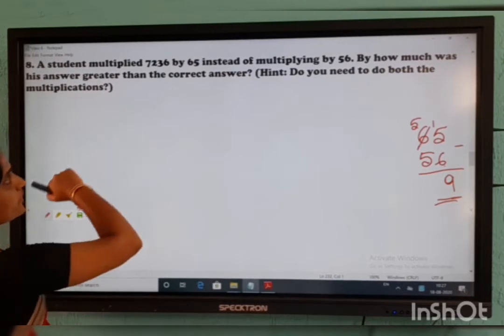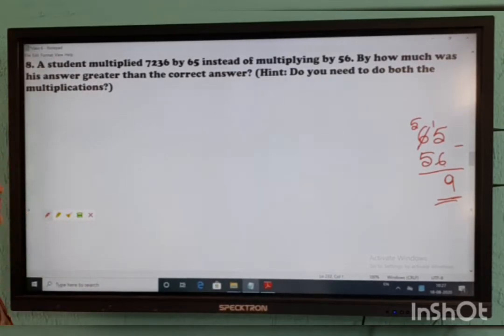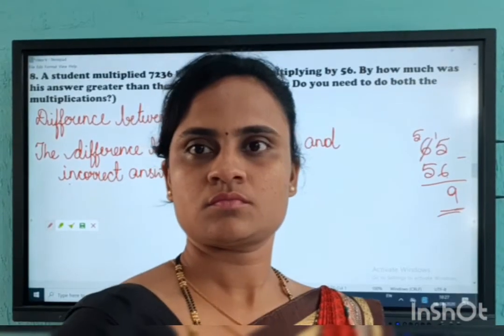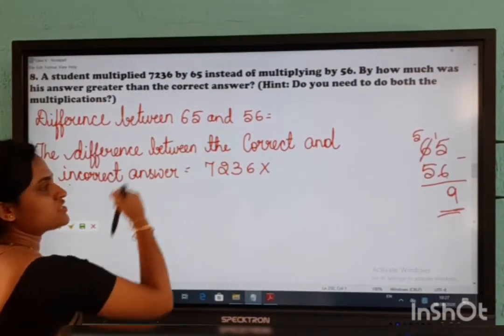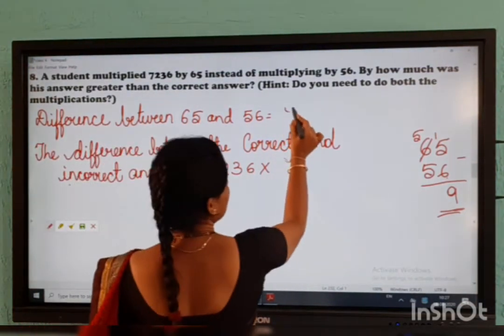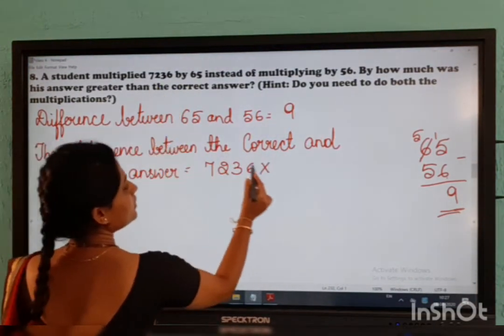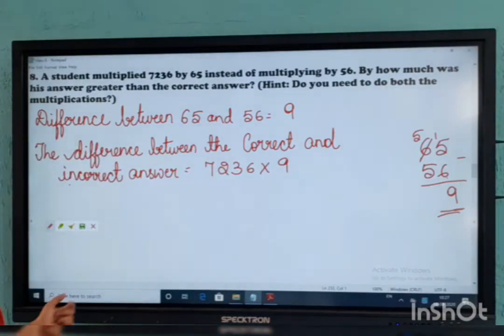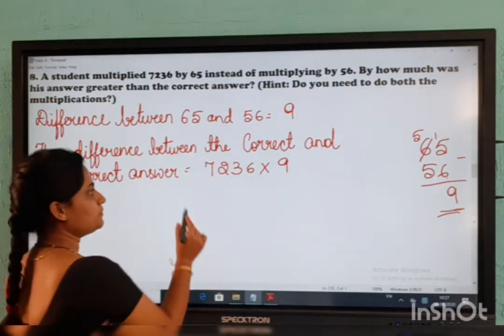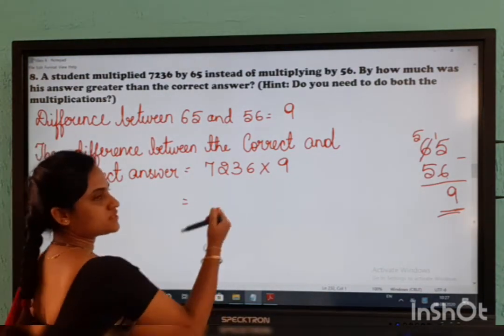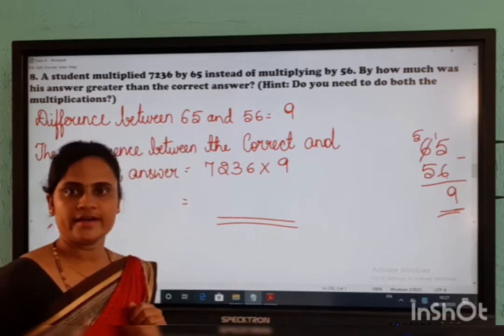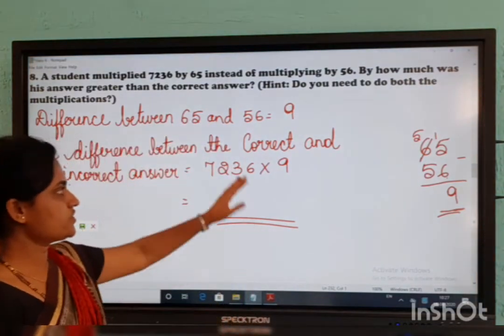A student multiplied 7236 by 65 instead of multiplying by 56. How much was his answer greater than the correct answer? So the difference between 65 and 56 is how much you got, children? 9. So you will multiply with that number. That is the difference between the correct and the incorrect answer. That is 7236 into 9. When you multiply this, we will multiply here only. Clear? Just write out here.